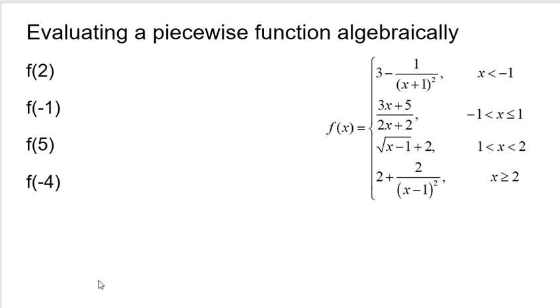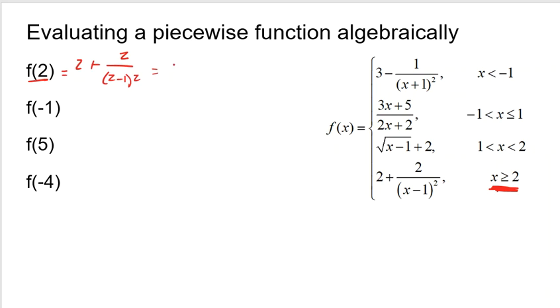All right, we could also do it without a graph. So here's actually the function that we just saw, but let's pretend we don't have the graph. If you just have the equations in front of you, you could likewise evaluate the piecewise function. So for example, if I say, hey, what happens when x equals 2? What's f of 2? Well, first you got to plug it into the correct piece. So if x equals 2, I'm going to use the bottom equation here because this bottom equation says x greater than or equal to 2. So I'm going to do 2 plus 2 over 2 minus 1 squared.